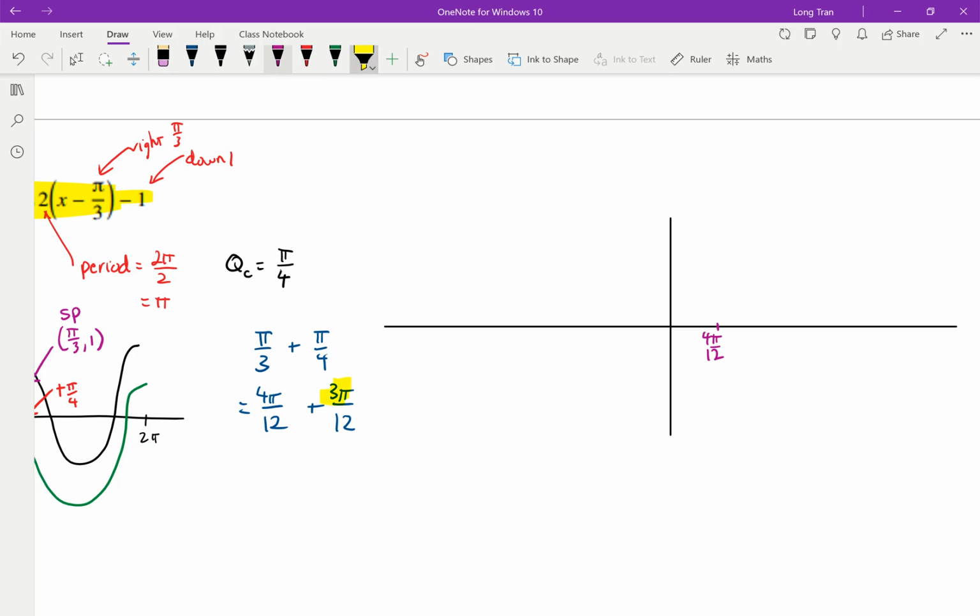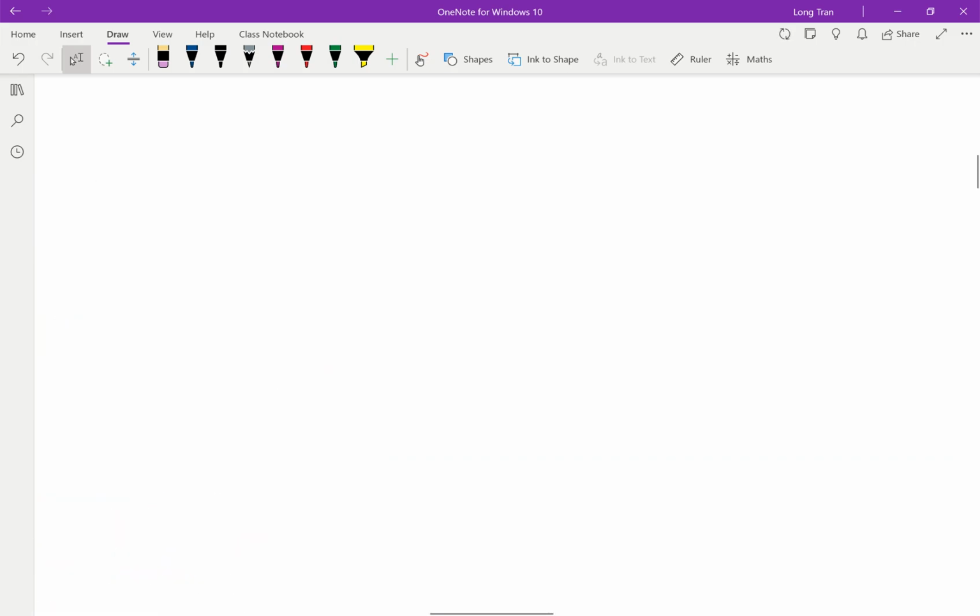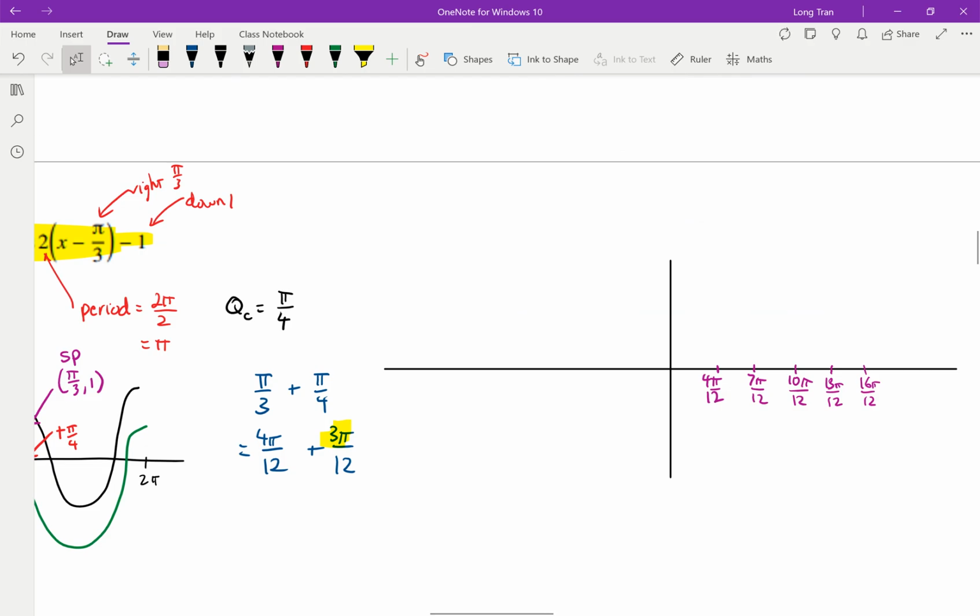So the next one has to be 7 pi on 12. The next one then has to be 10 pi on 12, and it makes it easy to keep it in scale. So 13 pi on 12, and then the next one is 16 pi on 12. And remember, the domain was, I think, negative pi to 2 pi. Yep. So remember, x is between negative pi and 2 pi.